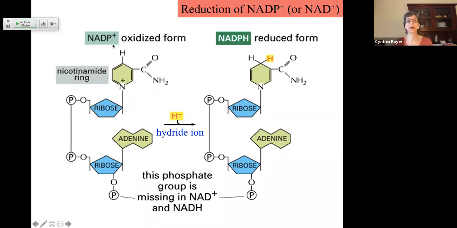Plus means oxidized form because this nitrogen is missing an electron, so it's positively charged. This electron carrier can pick up electrons from food.